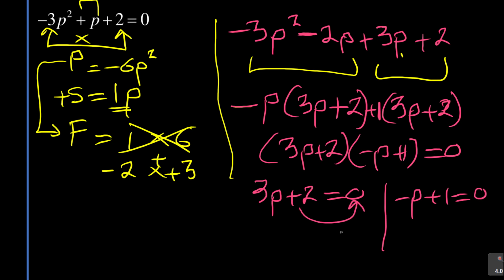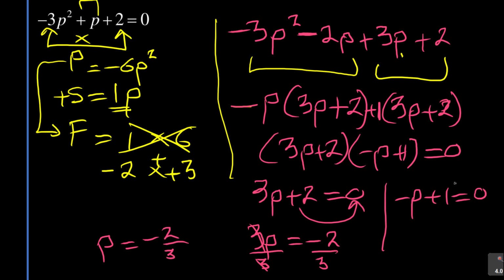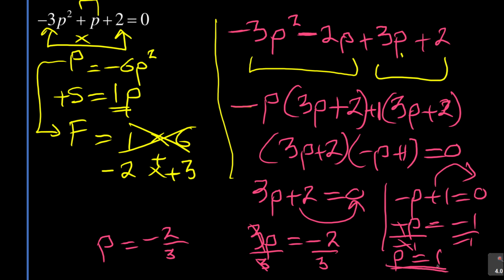So for p, take 2 to the other side. 3p is negative 2, positive to negative. Divide by 3, divide by 3, that's your p. So here, p is negative 2 over 3. On the other side, it's up to you what you want to do. You can take 1 to the other side, meaning minus p is equal to minus 1. Divide by negative, negative, meaning p is equal to 1. Or you could have taken p to the other side, but whatever case, there is the answer for p.